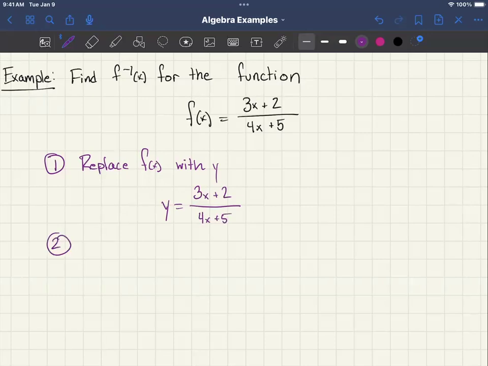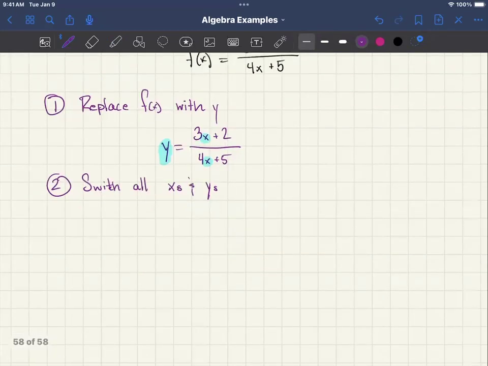Second of all, we are going to switch all x's and y's. Oof, that sounds like a lot of work, doesn't it? All right, so there's a y, there's an x, there's an x. Everywhere you see a y, turn that into an x. Everywhere you see an x, turn that into a y. So this might actually take a little bit of work in the sense you aren't just moving 2 letters around, right? All your numbers, everything else stays the same. We are just switching the x's and the y's.